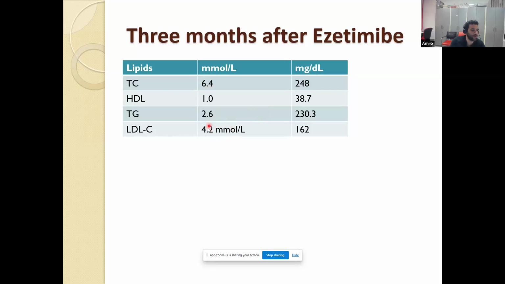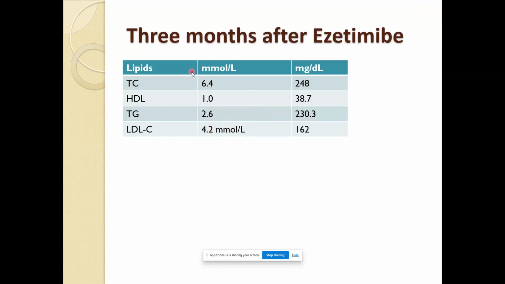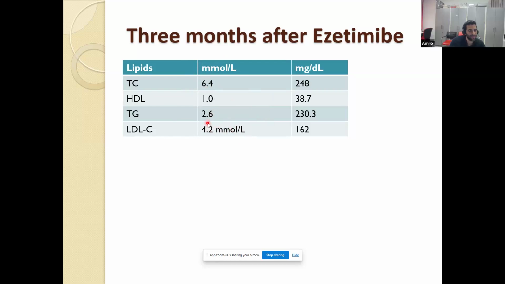His LDL cholesterol is 4.2. Am I happy with that? Not really. I'm not happy, because if you're going to follow European guidelines, I would say this person's at high risk primary prevention, because he's got a strong family history, an LDL cholesterol of 4.2, and an elevated lipoprotein little a, which again puts him at higher risk. So we weren't happy.